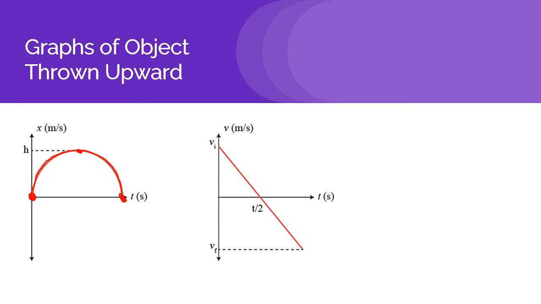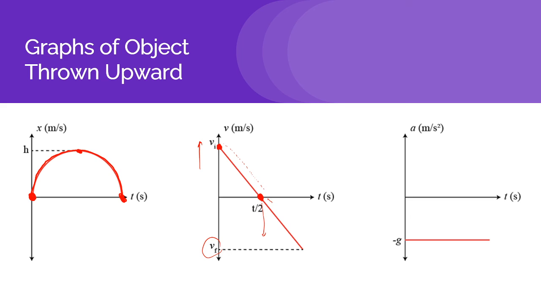And on my velocity-time graph, I'm going to start with some initial velocity, which is positive because I was going up initially. But as I go up, my velocity is going to slow down, slow down, slow down, and at half time, it is going to stop. After that, it will start to speed up in the negative direction, so it's going to reach the same final velocity as the initial velocity that it has. So that's the graph for falling objects, or objects thrown upward.